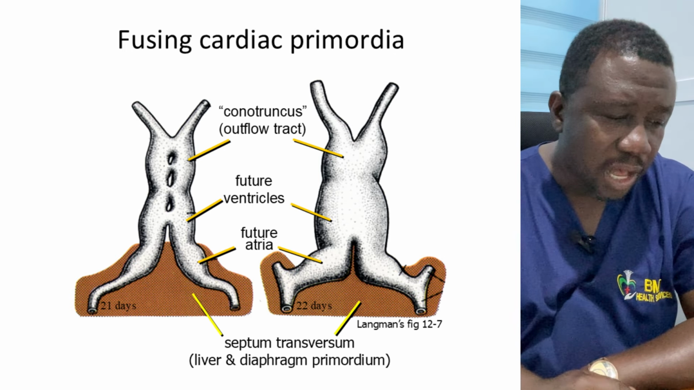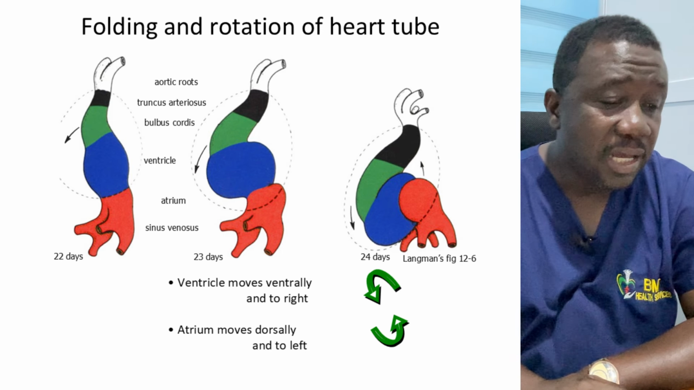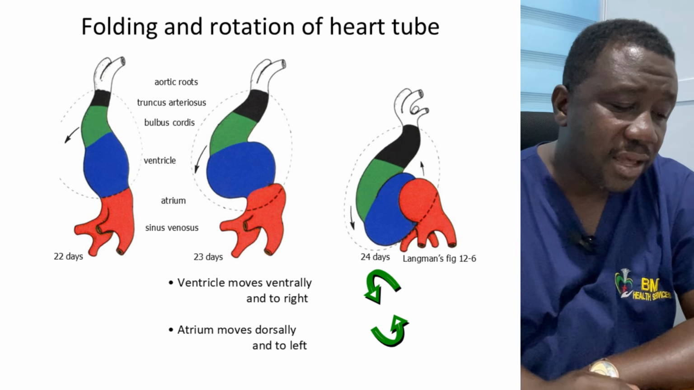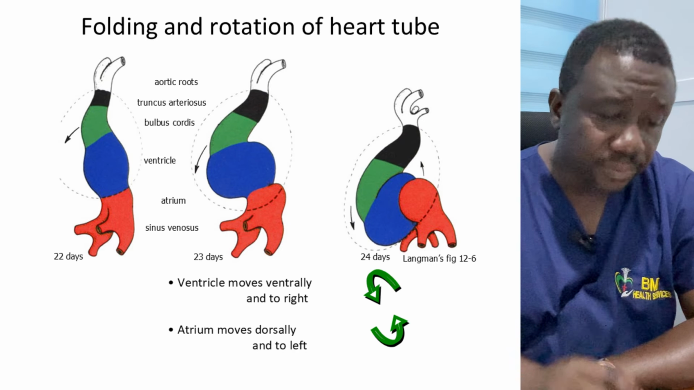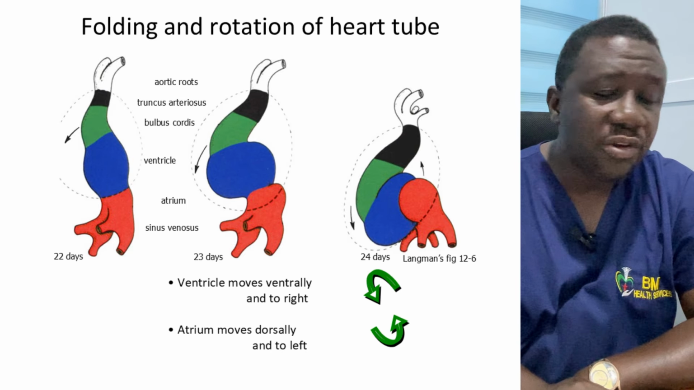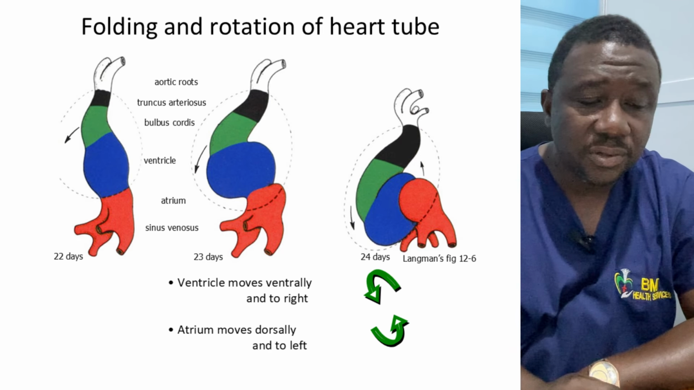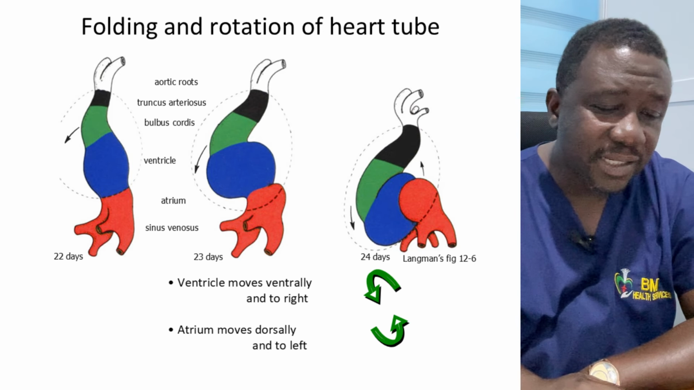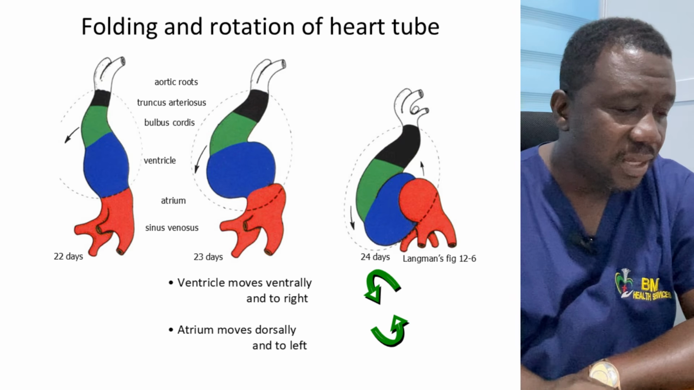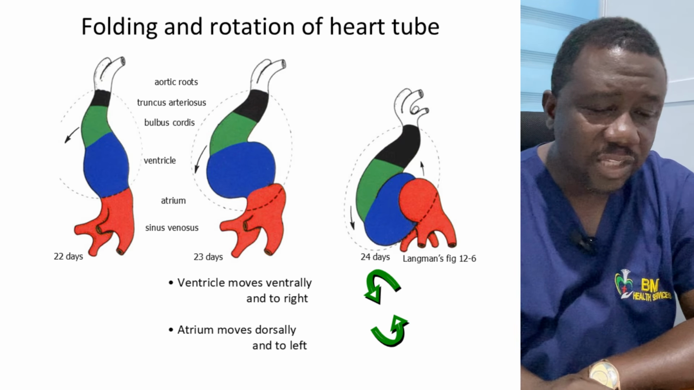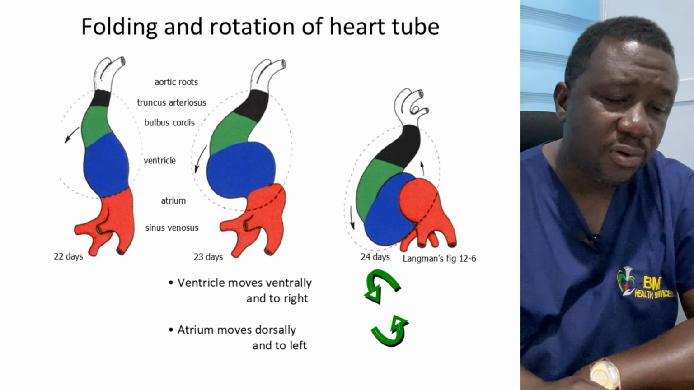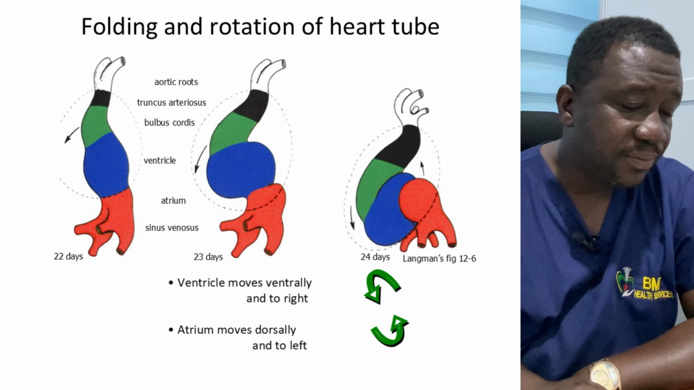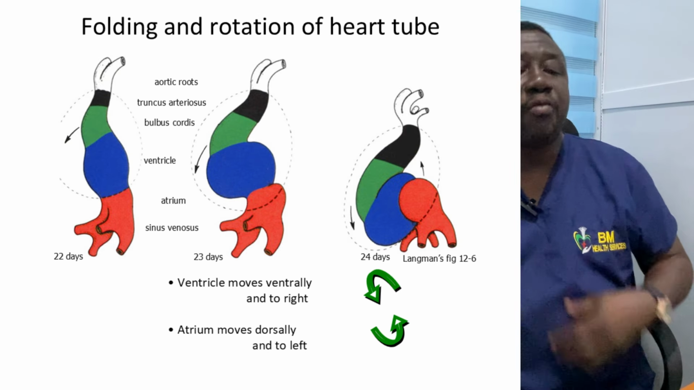Now, at 22, the blue color represents the future ventricles, the green color represents the trunk, and then the red color here represents the sinuses, okay? The sinus venosus. So we are rotating so that the green comes down, while the red is going up. So look at 22, 23, and 24. By 24 days, the green is coming down and the red is going up. Okay, so we have folding and rotation.